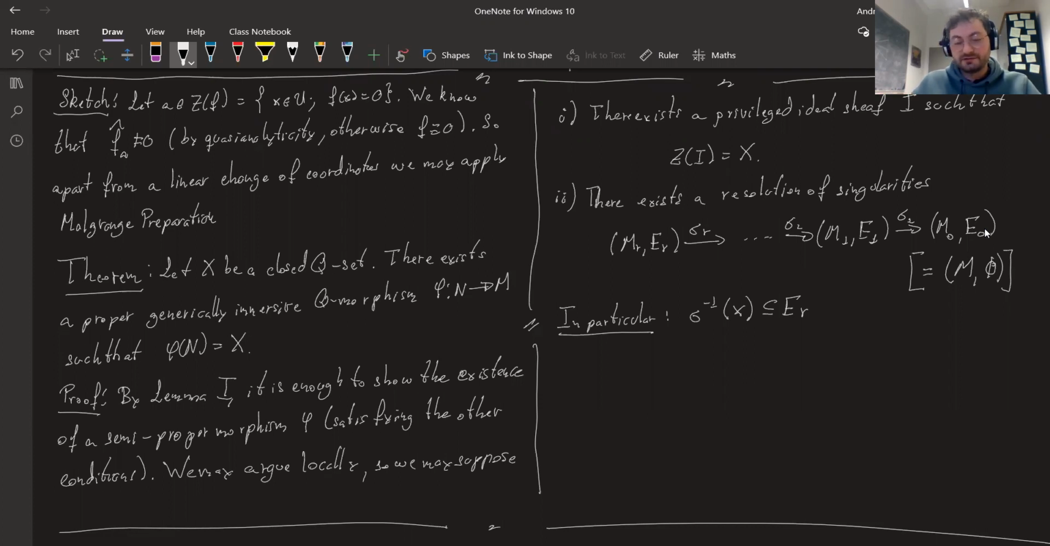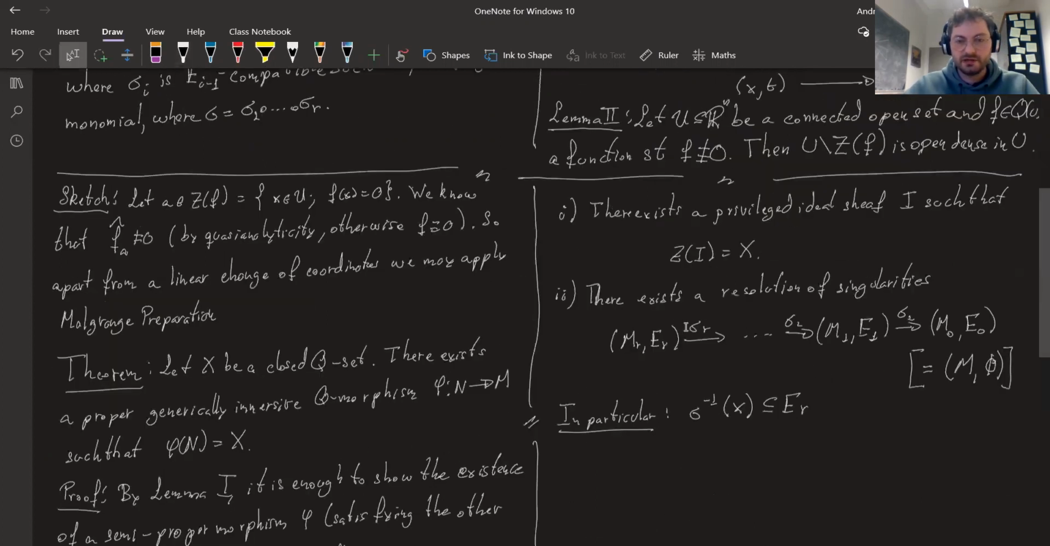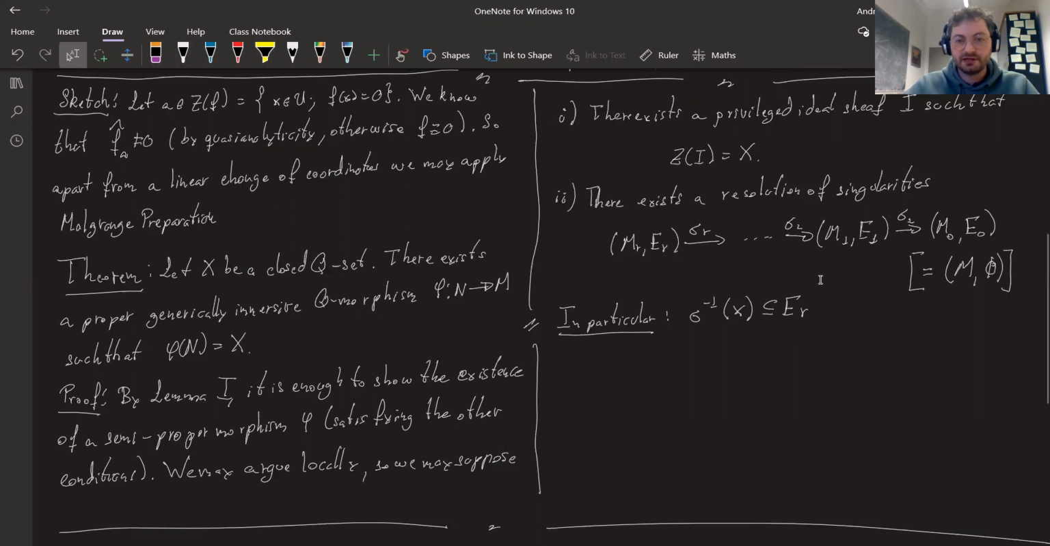So the zero set of the total transform of I, this guy here, is going to have zero locus inside of VR. So this is the first remark that we make, that the pre-image of X is contained in the exceptional divisor, the last one. And this is something we are going to use in a strong way afterwards, right? So now the proof is going to be by induction.